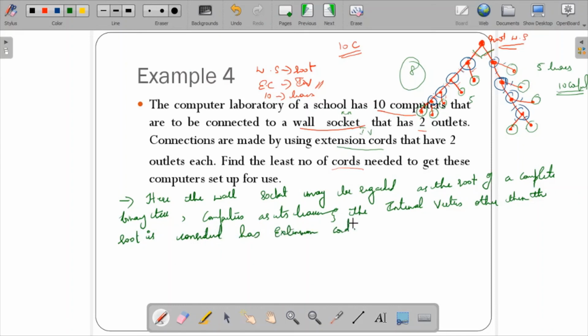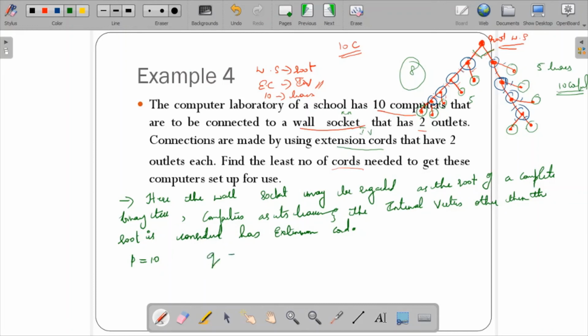Remember, in the internal vertex concept we have the root as well as the internal vertices, but here we already took the root as the wall socket. So an internal vertex other than the root or wall socket is considered as the extension cord. Now he has asked us to find the least number of cords needed to get this computer set up. We know that P is equal to 10. So we need to find the least number of cords.